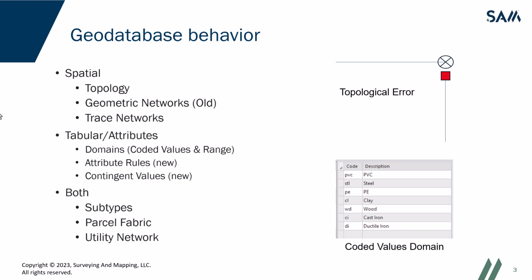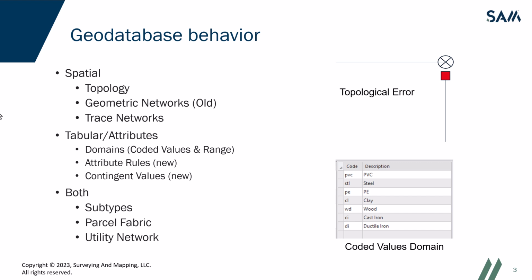All of these, whether it's a topology, a geometric network, or a trace network, can be built inside of a geodatabase, but they have to exist inside of a feature dataset. Because again, we're looking at the spatial data and the relationships between the data. So to do that effectively and efficiently, we need all of that data in the same coordinate system, which, as we have seen, a feature dataset does.